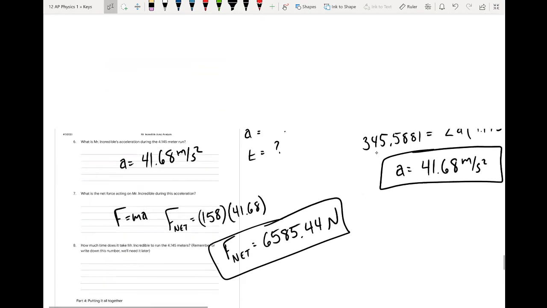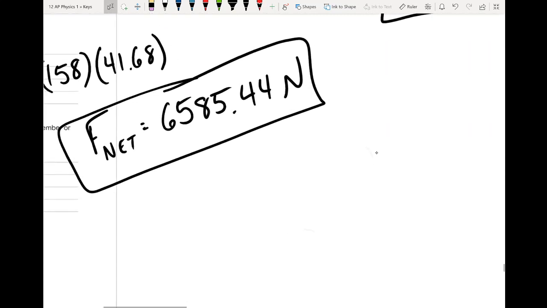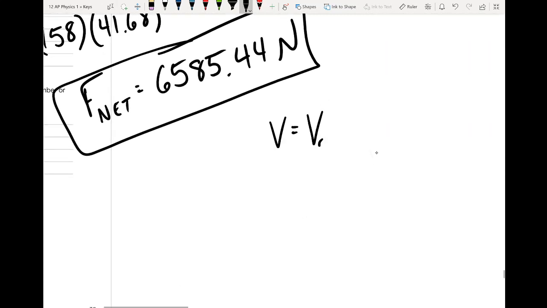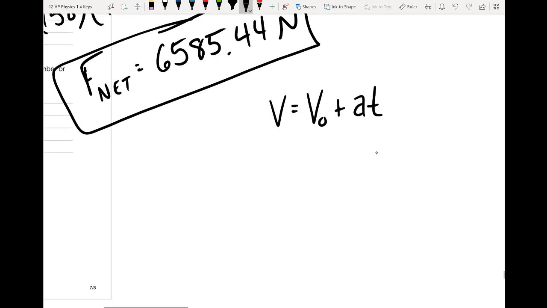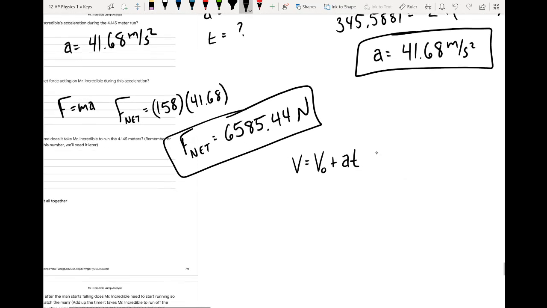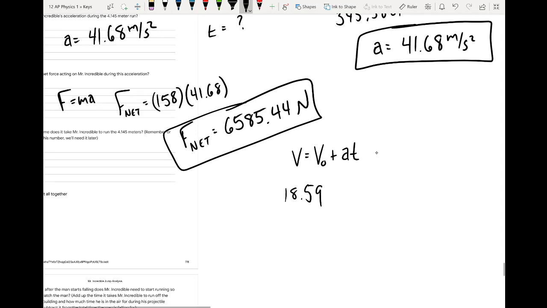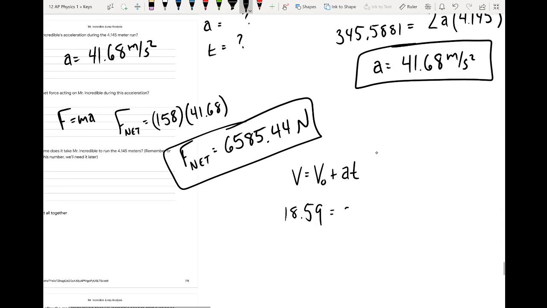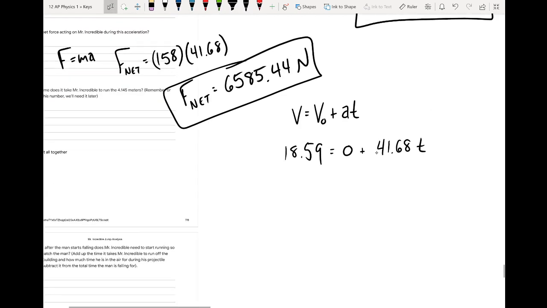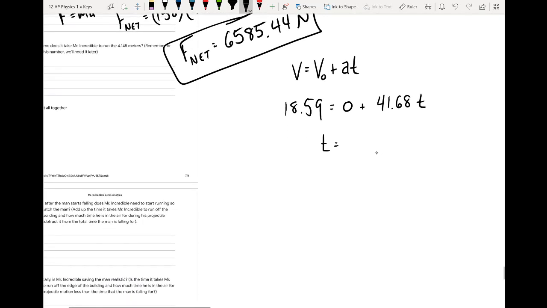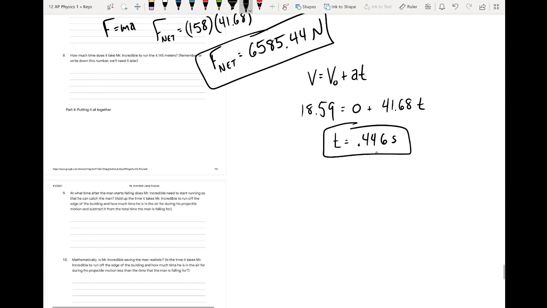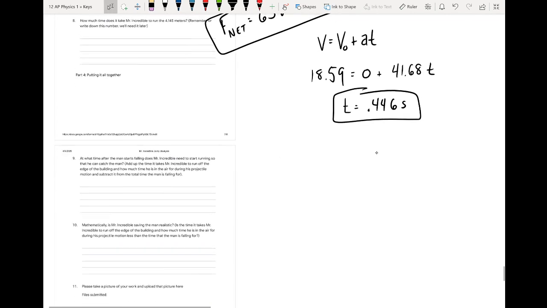And then how much time does it take him to run that? So that's going to be important. Now we can use any one of our equations with time in it. I'm going to use this one because it's less math, there's no time squared. So the final velocity was 18.59 meters per second. Initial velocity was 0. The acceleration was 41.68. Time is what we want to solve for. So we have 18.59 divided by 41.68. So the time here is 0.446 seconds.